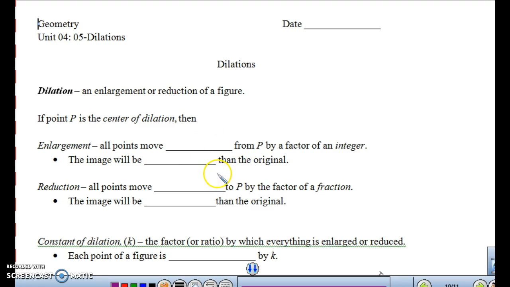Now, when we're doing dilations in geometry, we have what's called a center of dilation. If point P is the center of dilation and you are doing an enlargement, all points move farther from P by a factor of an integer. Remember, an integer is a positive or negative whole number. So if you are going twice as far, 3 times as far, 5 times as far, negative 2 times as far, you're enlarging it that much farther from P by a factor of an integer. The image will be larger than the original.